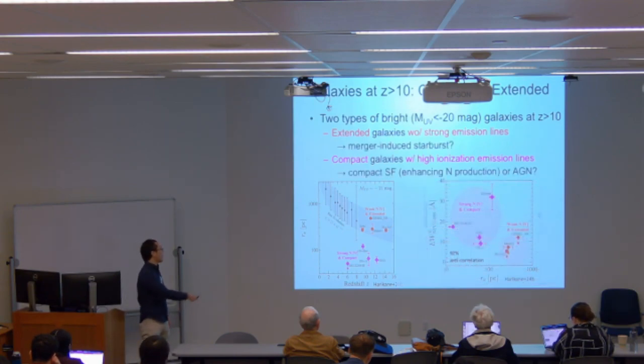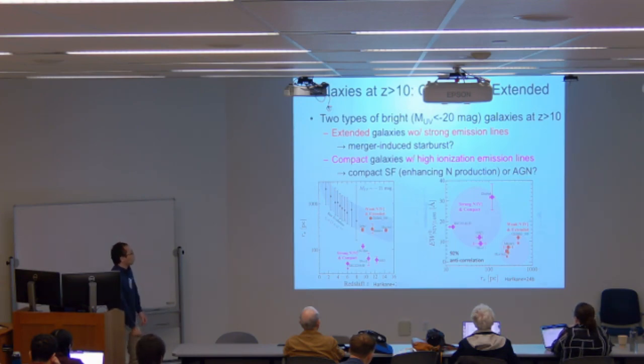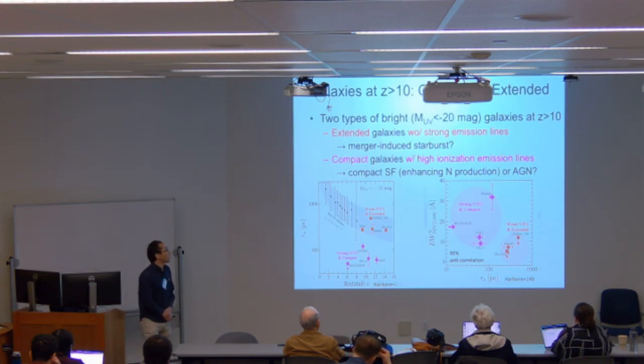If we plot, for example, the equivalent width of the nitrogen IV emission line as a function of the effective radius, we find a tentative anti-correlation, where the more compact galaxies show much stronger nitrogen IV emission lines. Based on these results, there may be two different processes responsible for the properties of these bright galaxies, at least beyond redshift 10.